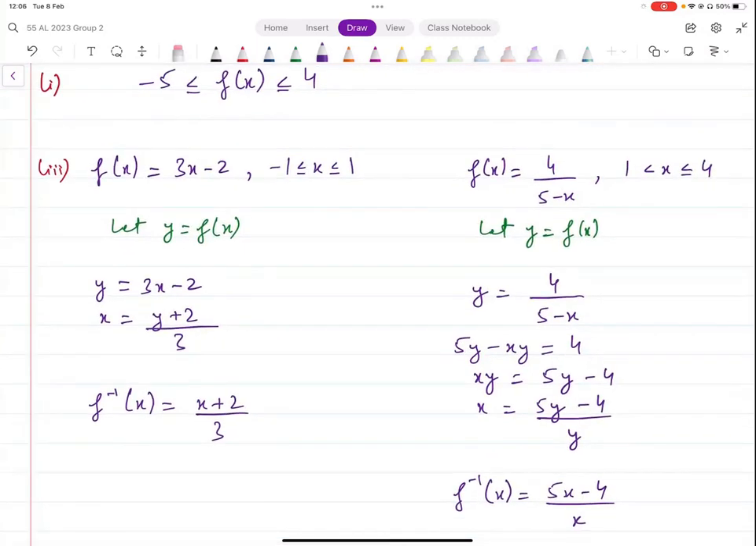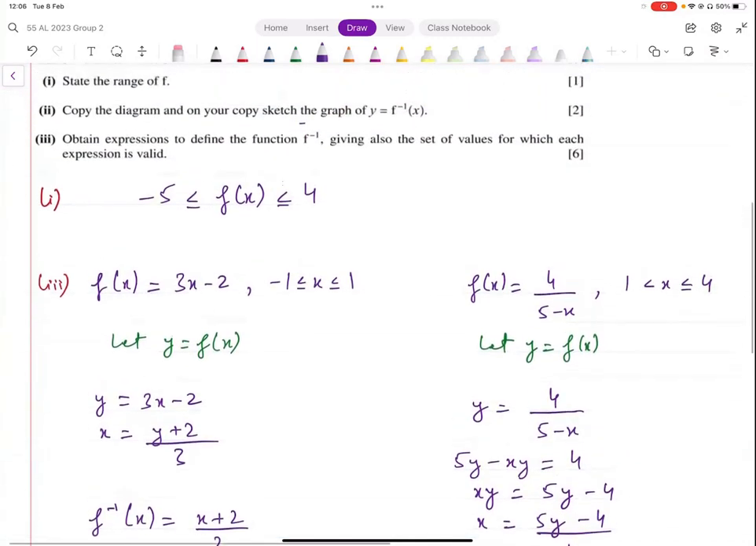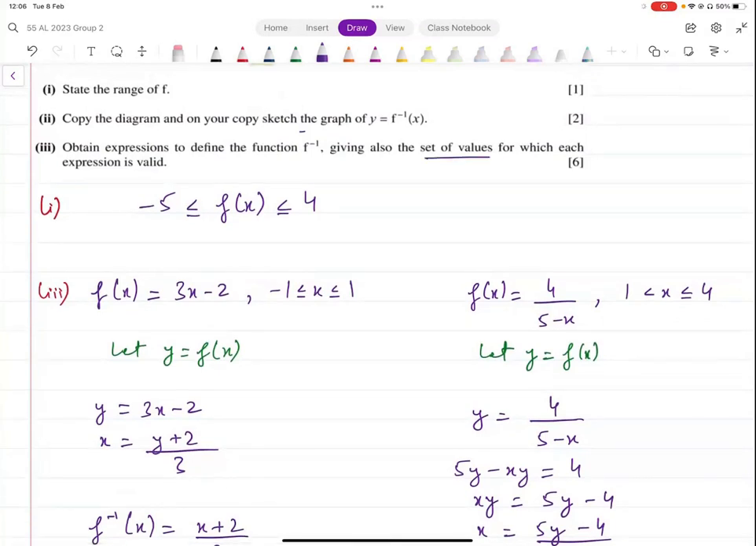Okay, you have to find the expressions of both. Now we have to write down, we have to give the set of values for which each expression is valid. That is, which values of x we can input in both. What about this now?